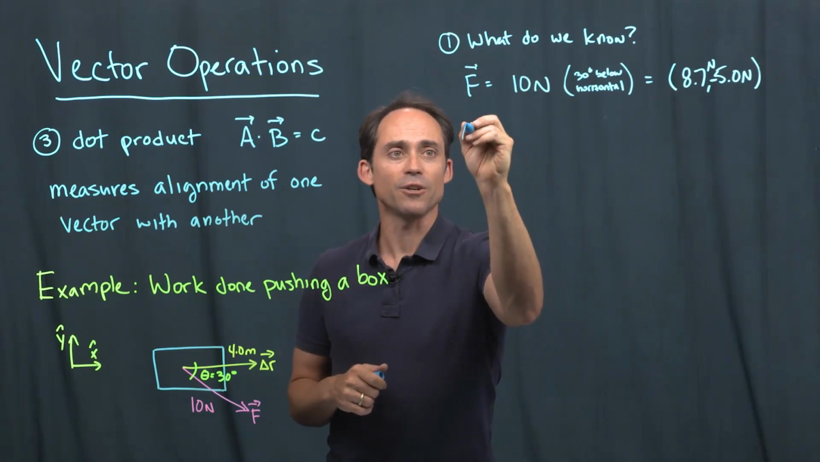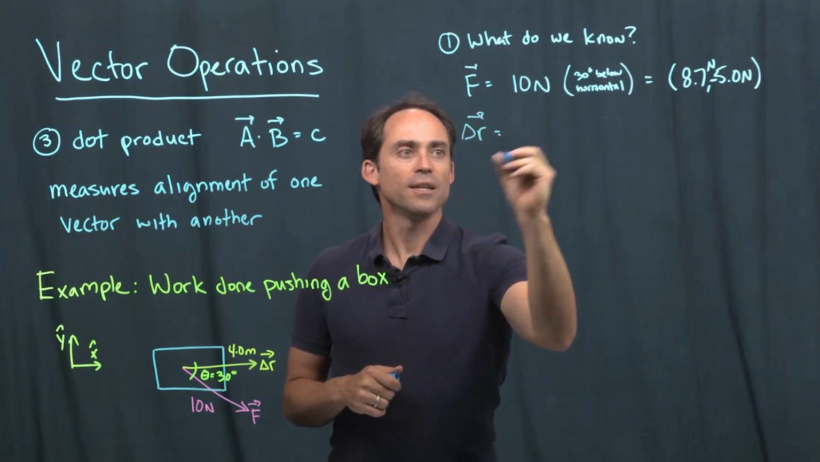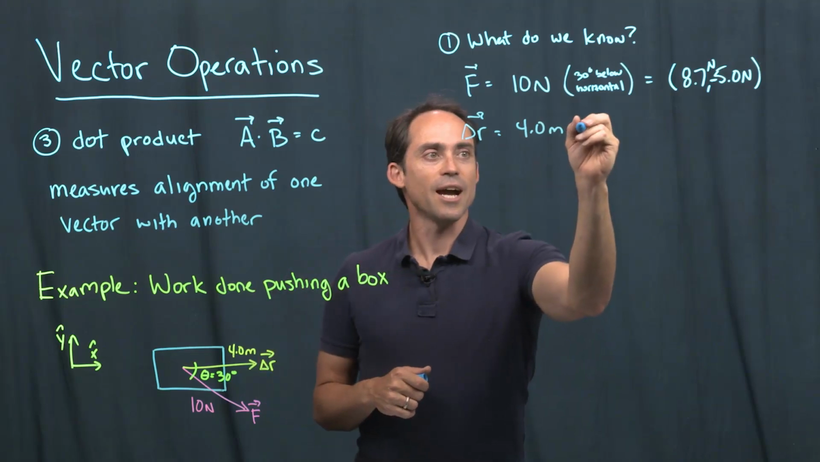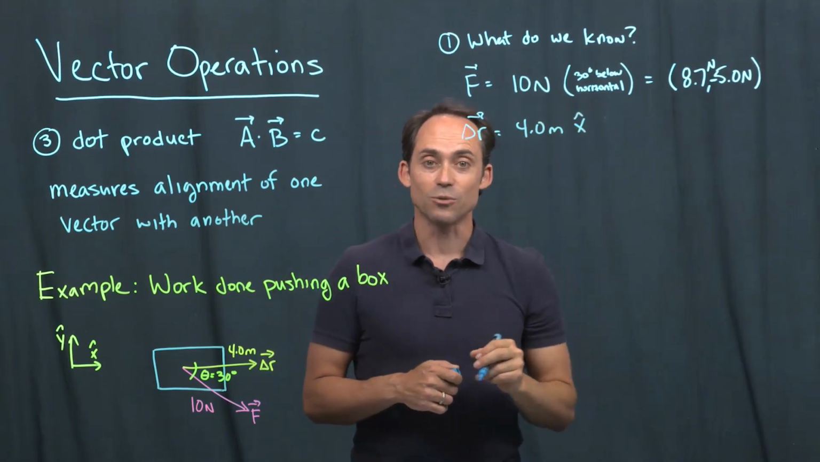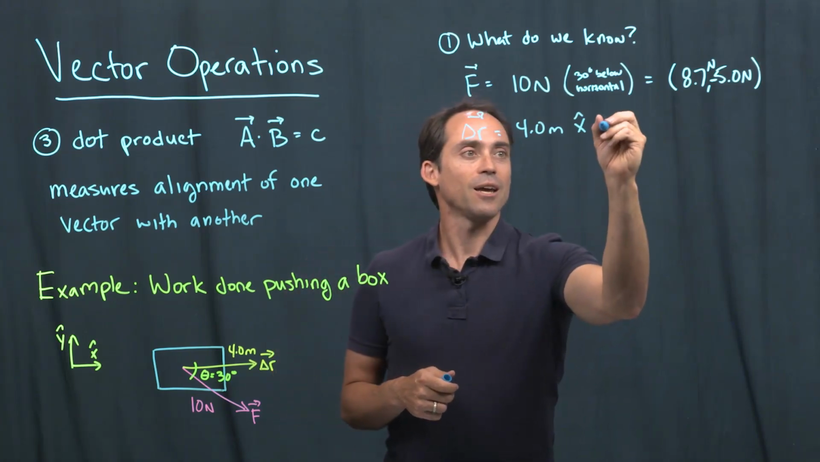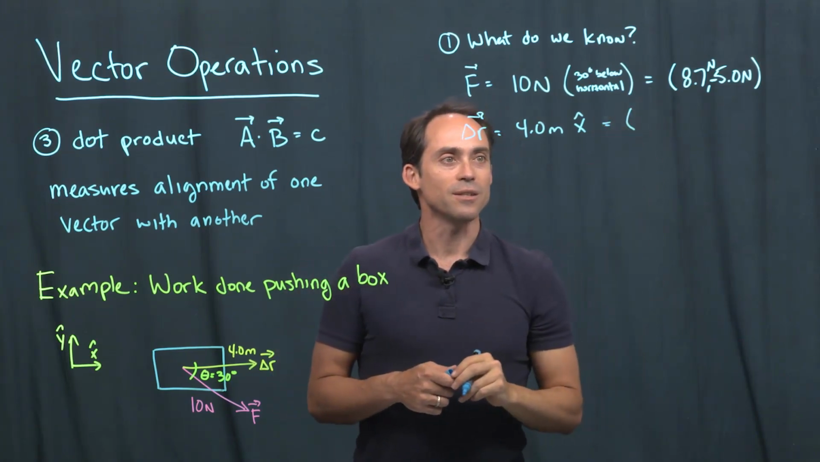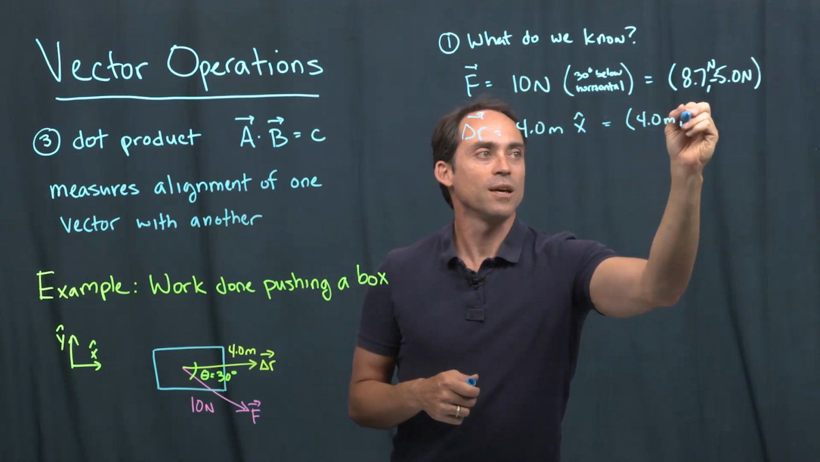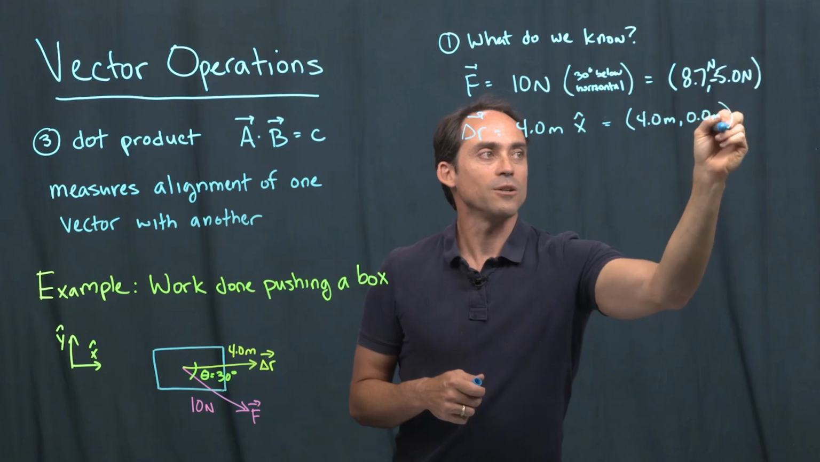The displacement vector, delta r, is equal to 4.0 meters, and this is entirely along our x-hat direction. So this is writing it down in our unit vector notation. Again, I can write this down in our coordinate system. It's all in the x-axis, so it's 4.0 meters and 0.0 meters.